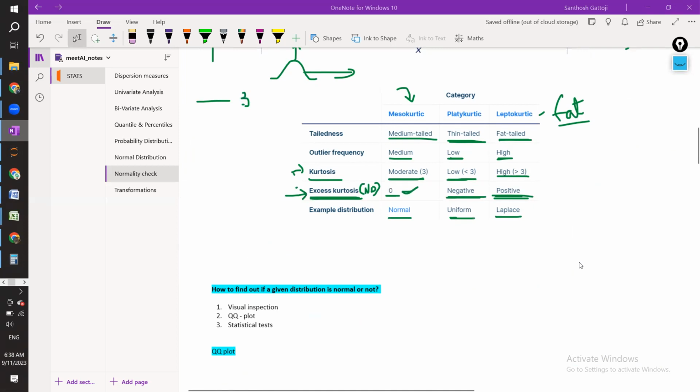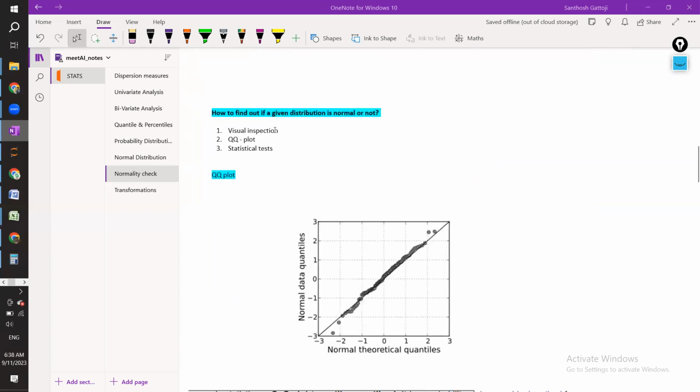Okay, fine. So now today we are going to see a new concept called how to find out if a given distribution is normal or not. I think yesterday we started this concept, right? Did I show you the visual inspection? Did I show you the histograms? Can someone confirm?